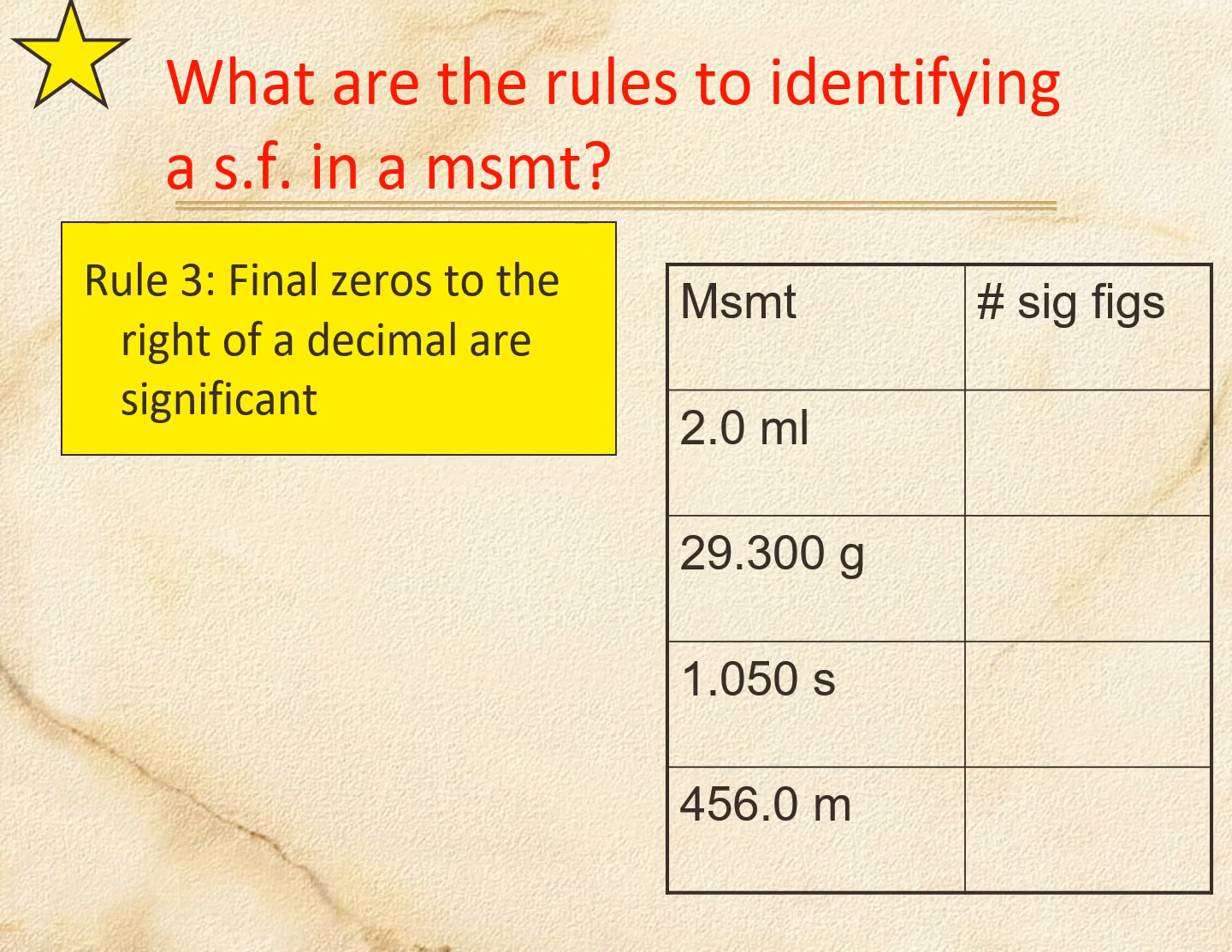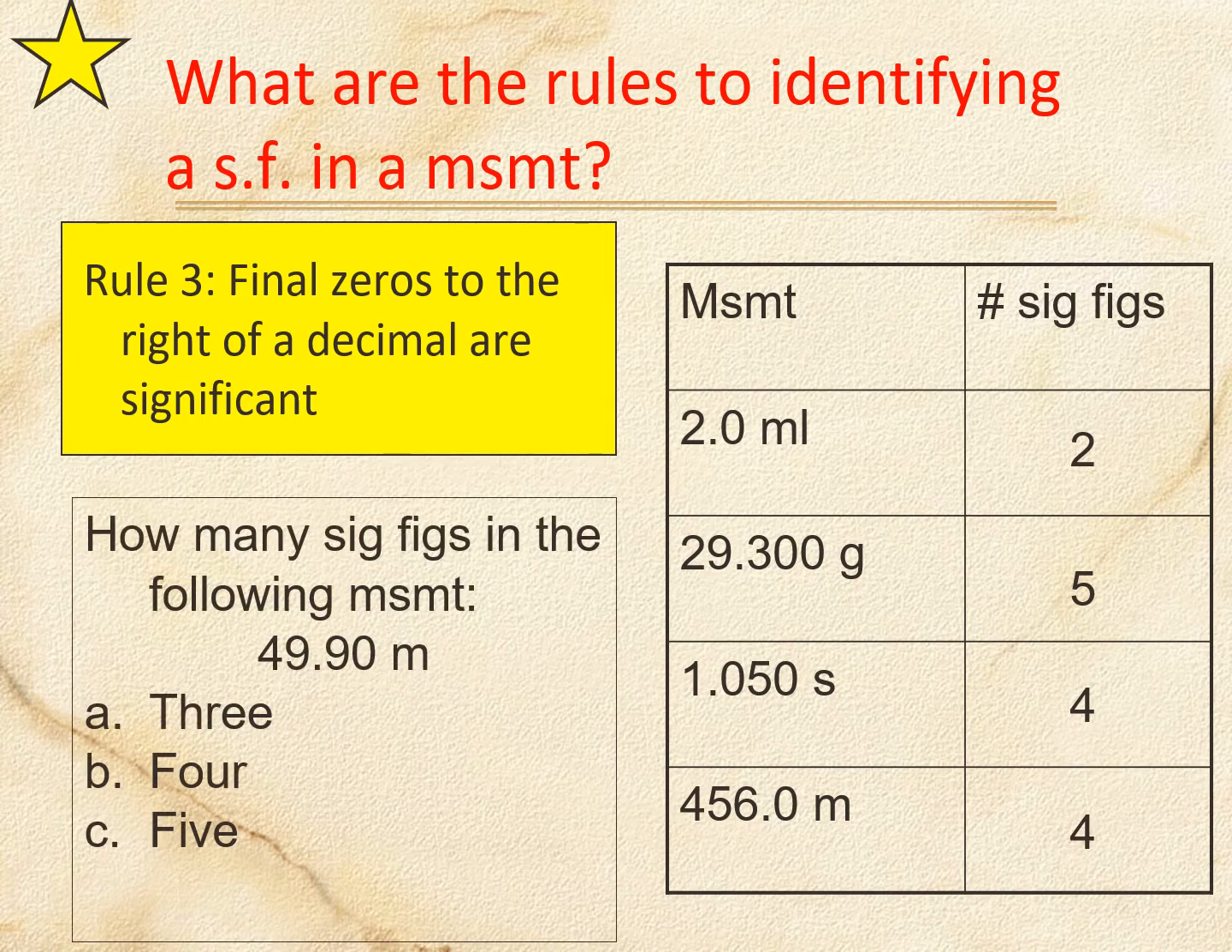All right. Zeros after the decimal, and you reach a significant number. So these two rules kind of go in one. You have to reach a sig fig first, so you got a real number, and then zeros after the decimal are significant. So 2.0 is 2, 29.300 is 5, 1.050 is 4, and 456.0 is 4.